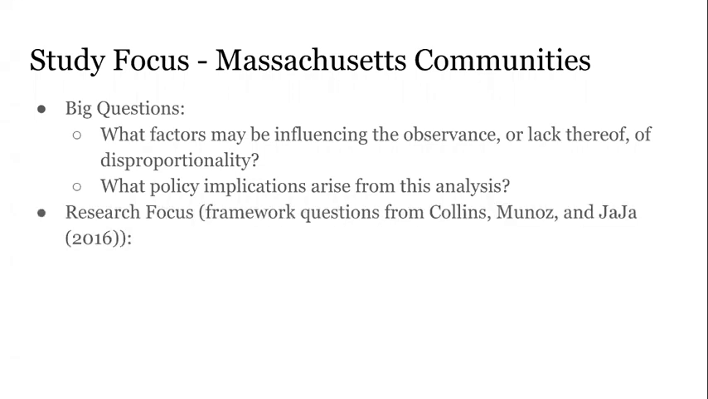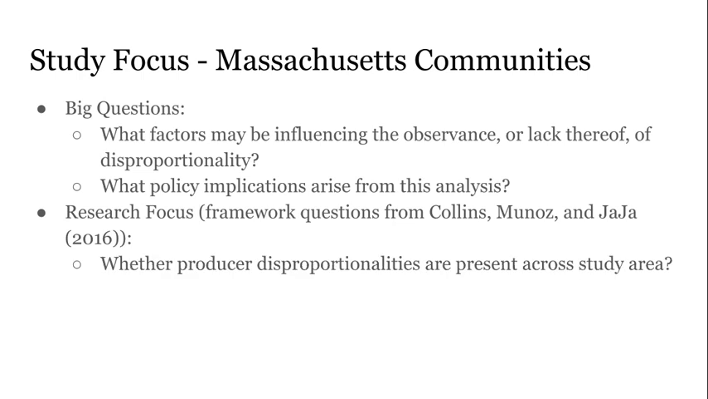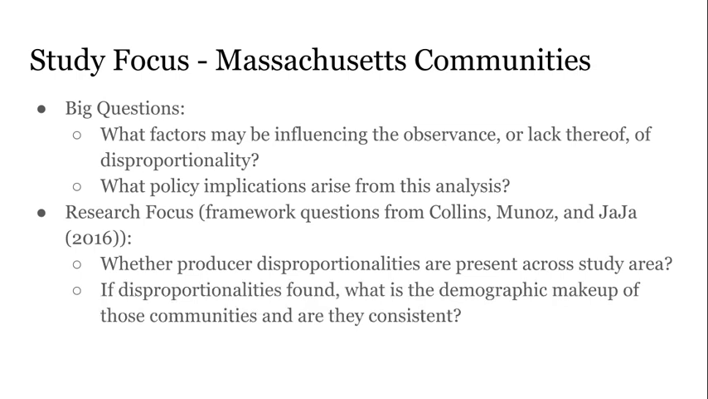In terms of the research focus, the framework questions we have derived from previous work, Collins, Munoz, and Jaja in particular, ask whether producer disproportionalities are present across the study area. So do we find disproportionality at all between these Massachusetts communities, let's call them county level communities? And if disproportionalities are found, what is the demographic makeup of those communities, and are they consistent? If we do find disproportionality between communities, how do those communities look from a demographic standpoint?